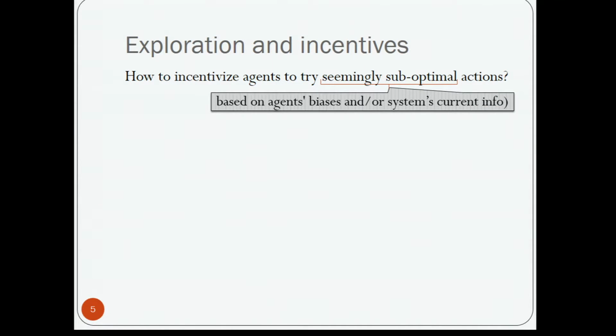Let's make it slightly more concrete. We'd like to incentivize agents to try out actions that seem suboptimal, either because of the agent's biases or because of the current information in the system. Even if the system currently knows that this does not seem like the best action, a bandit algorithm would still like to explore it a little bit, right?